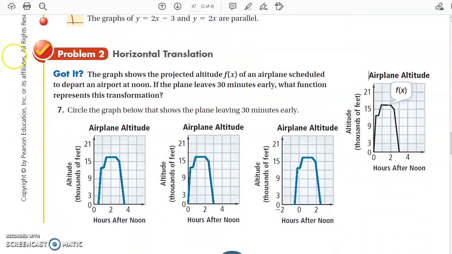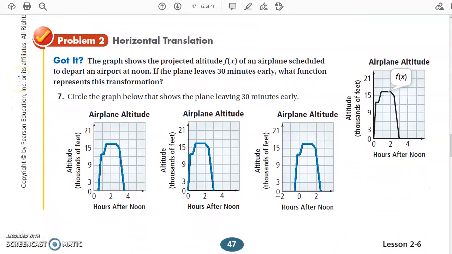Problem 2, the horizontal translation. Got it? The graph shows the projected altitude f of x of an airplane scheduled to depart at noon. If the airplane leaves 30 minutes early, remember noon we have here? 30 minutes early, that would be 11:30, right? So it's leaving at 11:30 now. I'll write that down so I don't forget it. So circle the graph below that shows the airplane leaving 30 minutes earlier. So here's the regular plane right here, and we're looking for the one that leaves 30 minutes earlier.